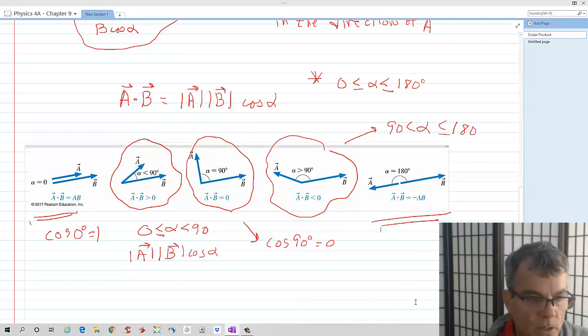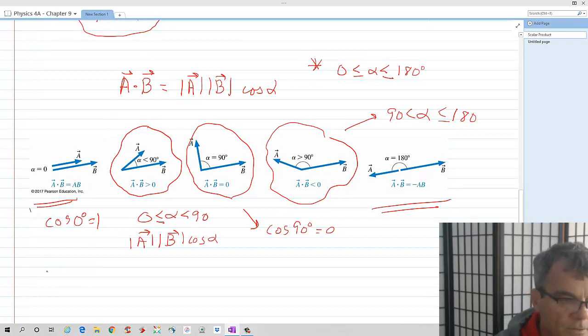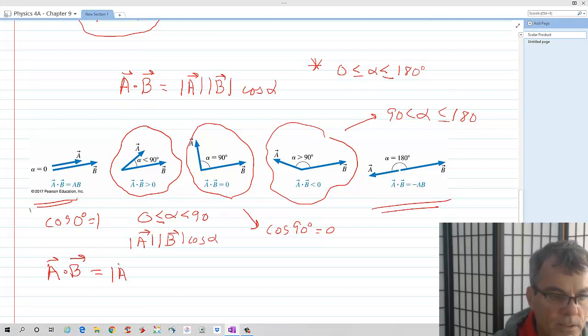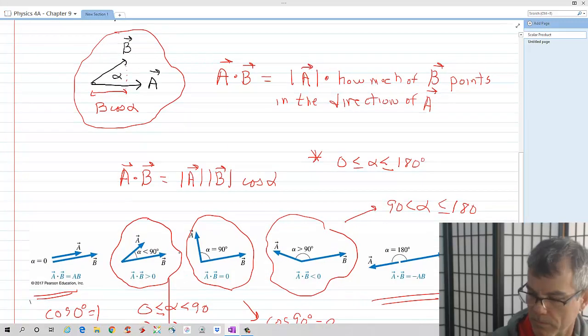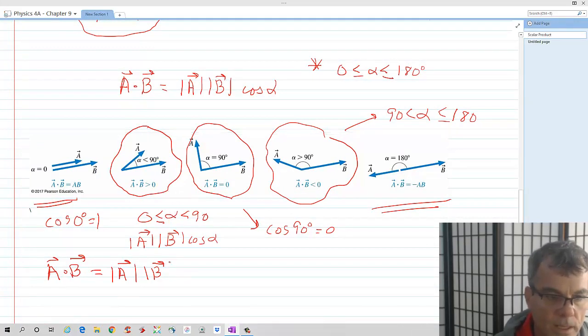So summarizing all of that in terms of just the angles. For the dot product of two vectors, again, A dot B, it's the magnitude of the first vector times the magnitude of the second vector times the cosine of the angle between them.